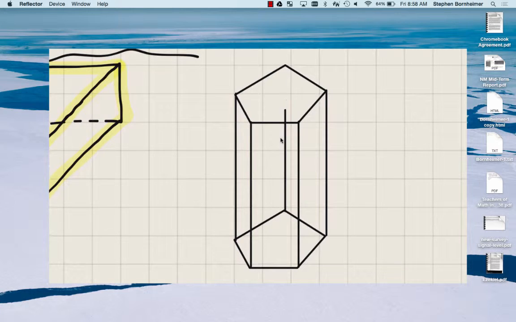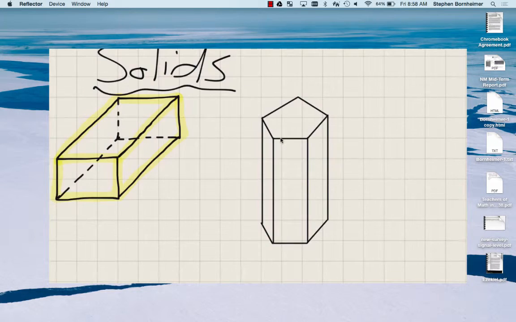Here, let me just erase this one, and that way it'll look okay. Is it supposed to be sitting up on its... Okay. There it is. Okay? That is basically a pentagon-type prism.